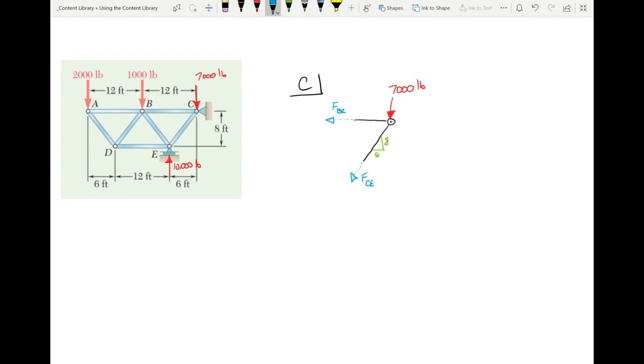Now, one of the things I'm going to do right off the bat is this. I'm going to redraw this joint. I'm going to draw it a little differently, and you'll see what I'm doing here in a second. So here's this, here's this, here's this.